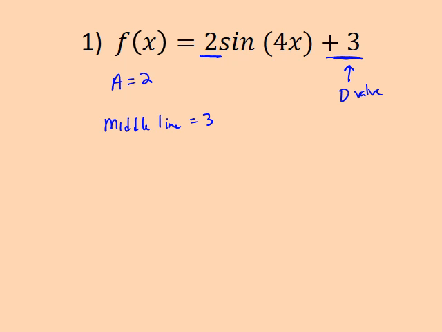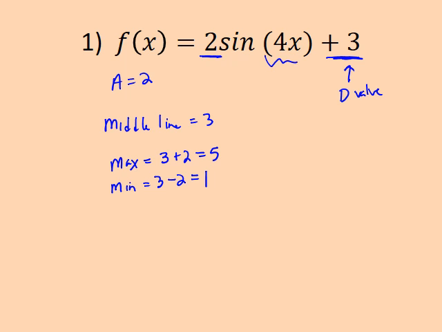So our middle line is 3. Prior to this, our middle line was always 0, but now it's 3, which means the maximum value of our sine graph is going to be the middle line plus 2, which is our amplitude, which equals 5, and our minimum is the middle line, which is 3, minus 2, which is 1. So our sine graph is going to go from 1 to 5, with 3 being the middle line.